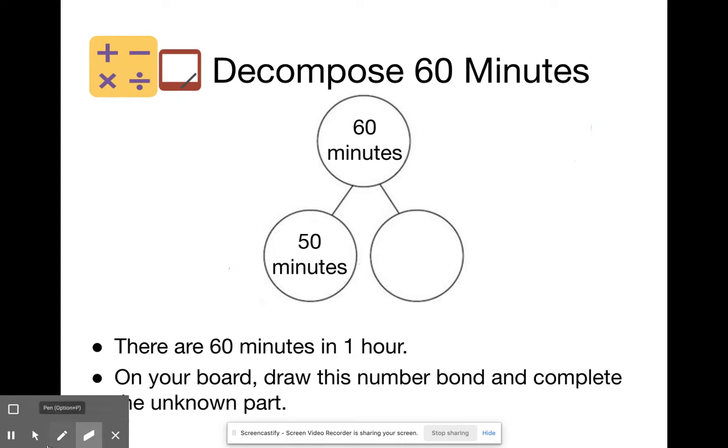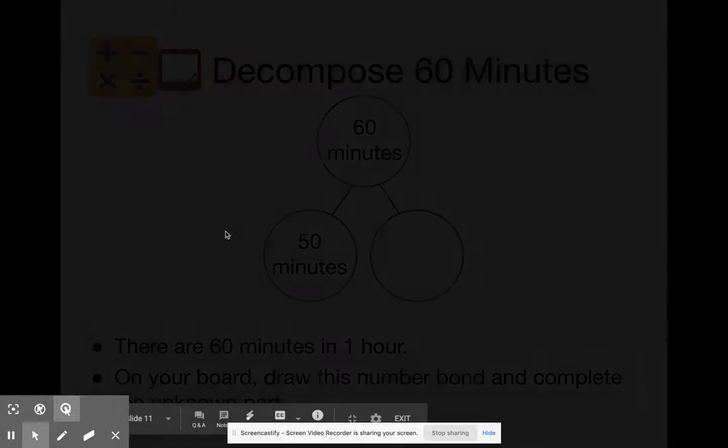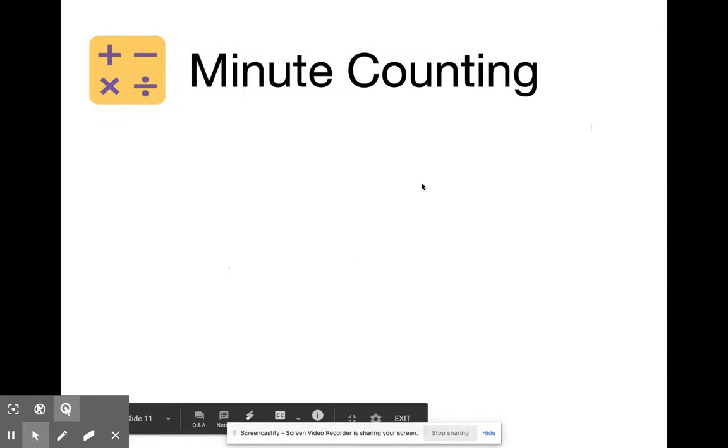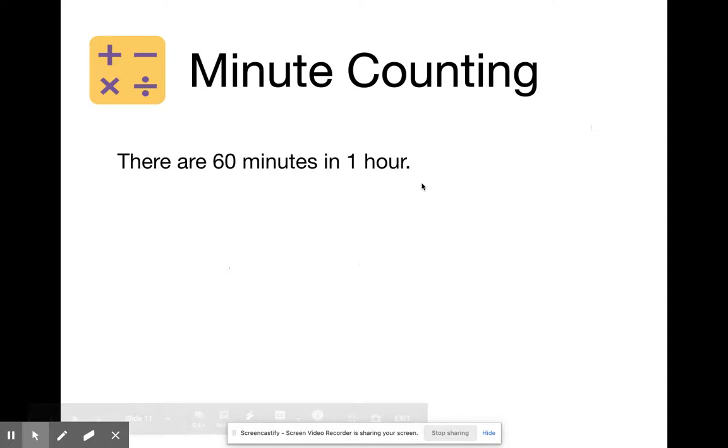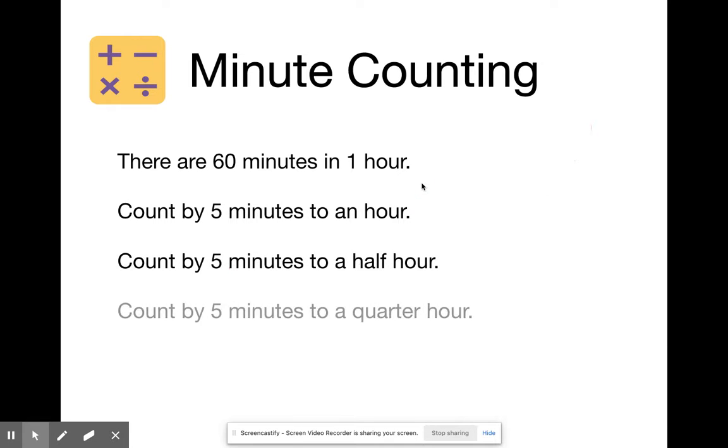Okay, and let's move on to our next question, or our next counting. Okay, so we're going to start some serious group counting here. So I'm looking for 100% participation. There are 60 minutes in 1 hour. So we're going to count by 5-minute increments to an hour, a half hour, and then a quarter hour.